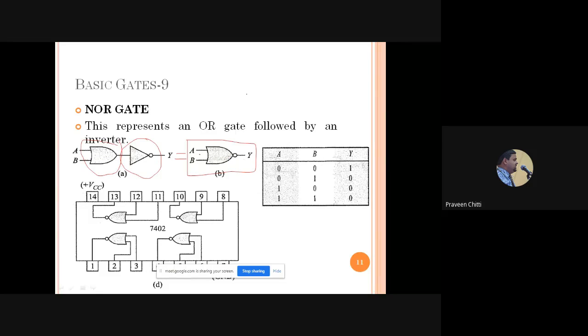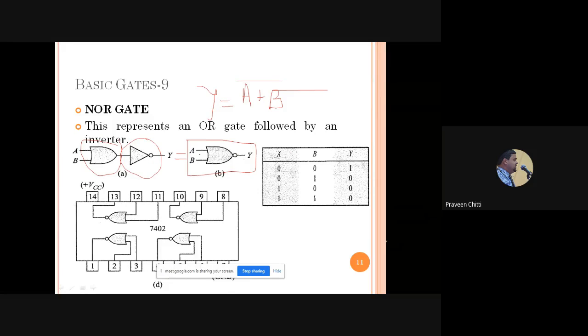So with this bubble, it becomes what? Normally we write Y is equal to A or B. For the NOR gate, how do you write it? You have to put a bar like this: A plus B whole bar is called a NOR gate.